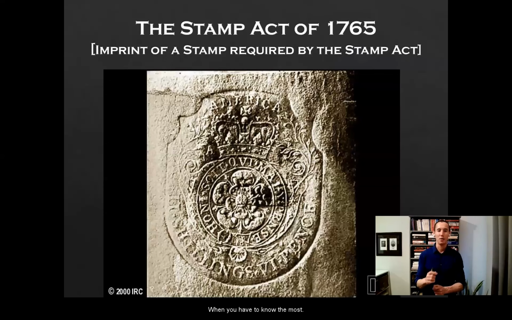One you have to know, the most important event leading up to this, is the Stamp Act. The year after the Sugar Act, the British passed the Stamp Act, and it's really important. You must know it. The Stamp Act is the first direct internal tax the British ever put on the colonists. It's the first time the British ever taxed the colonists.